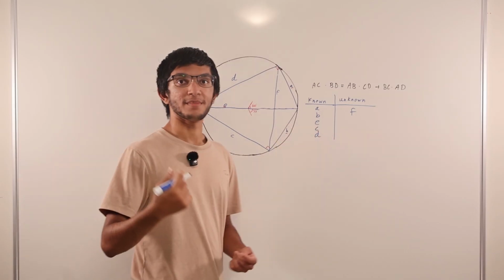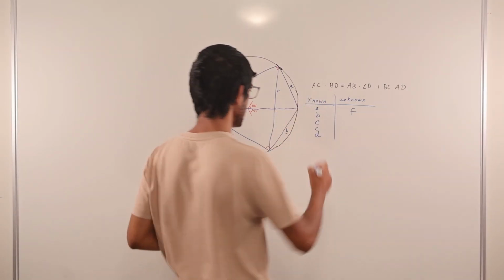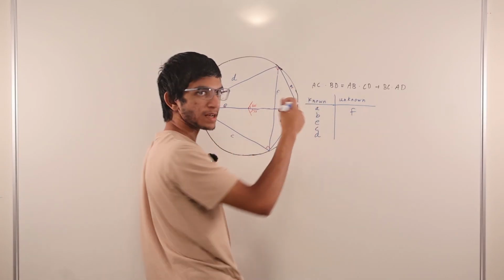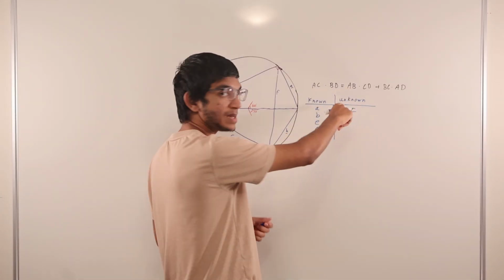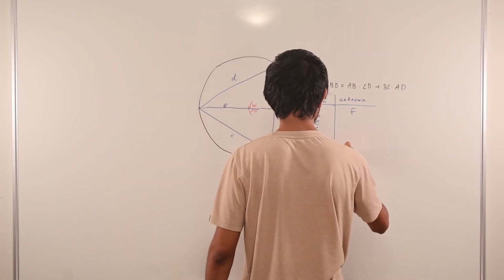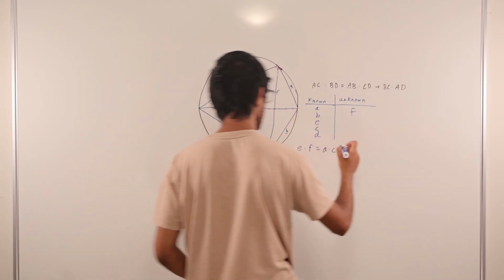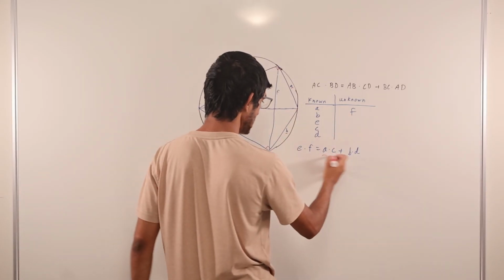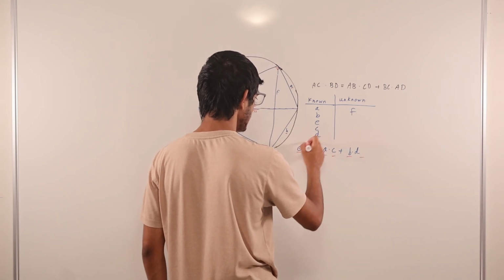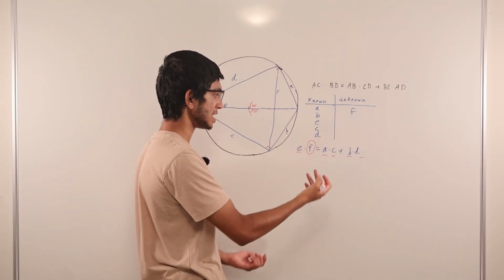So here's where Ptolemy's theorem comes in. So we'll rewrite this like this. AC times BD becomes E times F because they are diagonals. AB times CD becomes A times C. Plus BC times AD is B times D. Since we know A, B, C, D, and E, we only need to find F. And we can find that by dividing both sides by E.